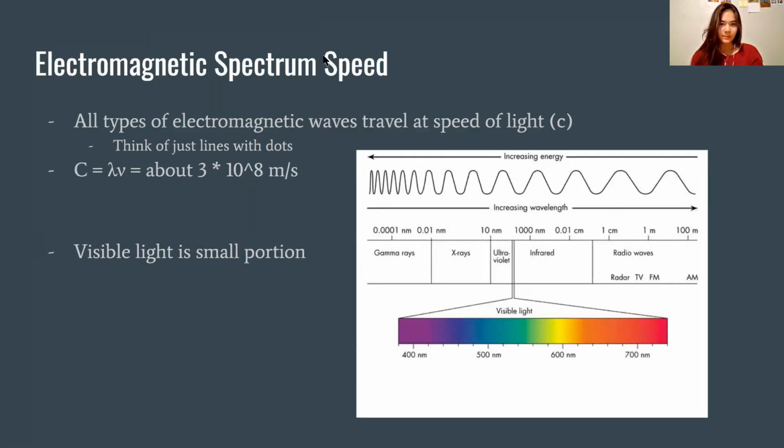Electromagnetic spectrum speed. All electromagnetic waves travel at the speed of light, which is 3 times 10 to the 8 meters per second. And you do have to memorize that number.